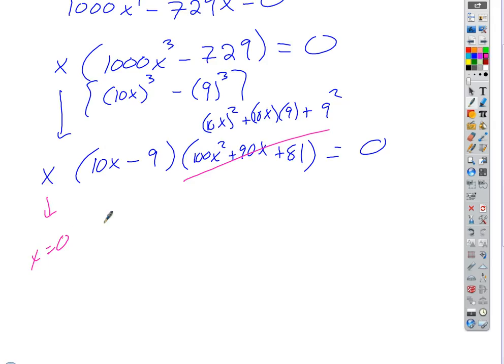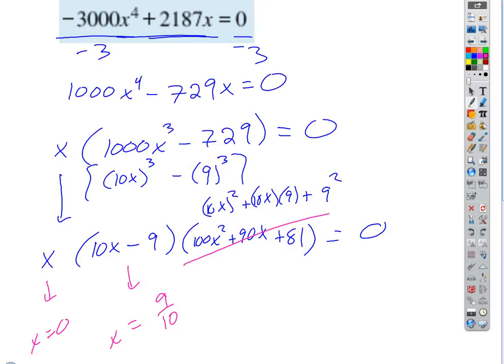That one's giving you 0. That one's giving you x equals what? If I set that equal to 0 and solve, add 9 and then divide by 10, right? 9/10. So those are my solutions. Okay? Make sense? So in this case, you're only factoring as much as you need to. Okay?